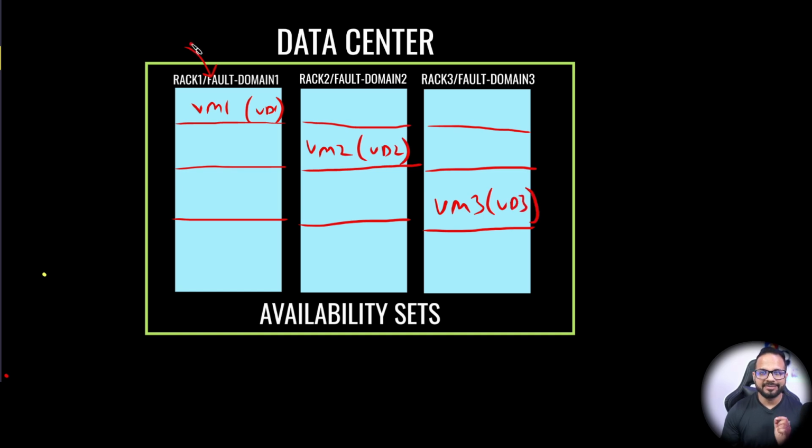So if there is a failure of a complete server rack, let's say this one goes out, then you have your VM2 and VM3 still available to serve the load. And let's say if there is an update domain failure, like this one goes out, then you have your VM1 and VM3 ready to serve the load. So this is how you can achieve high availability and fault tolerance using fault domains and update domains.